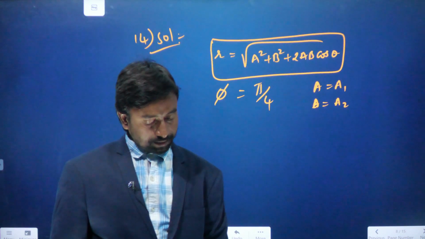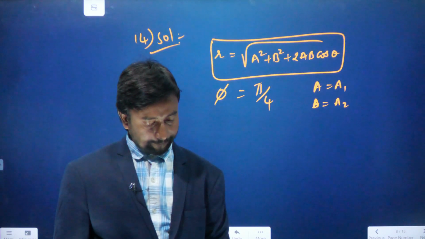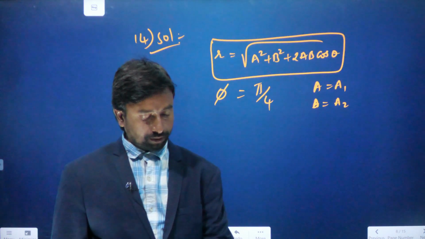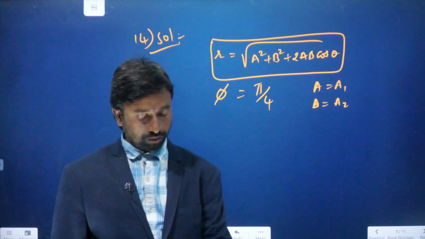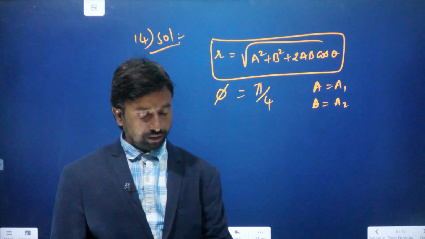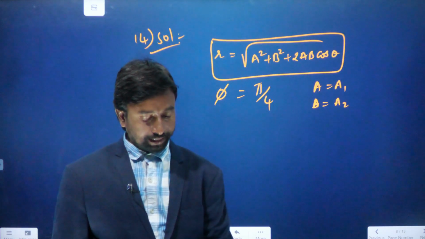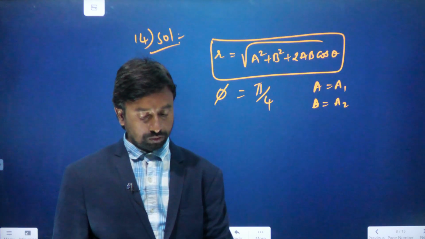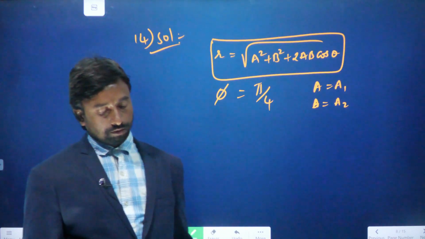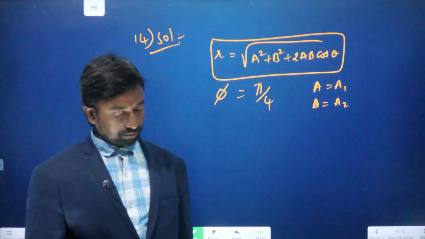So the 15th one is: a particle starts SHM from the mean position at t is equal to 0. If its time period is capital T and amplitude is a, then the distance travelled by the particle in time from 0 to t is equal to 5T by 4, time period 5T by 4.